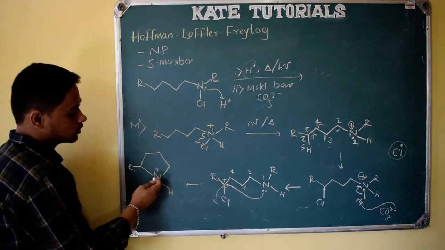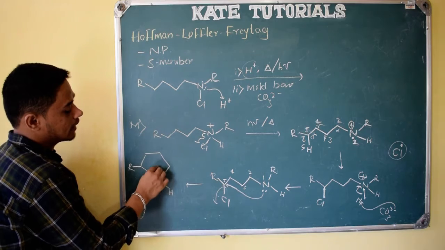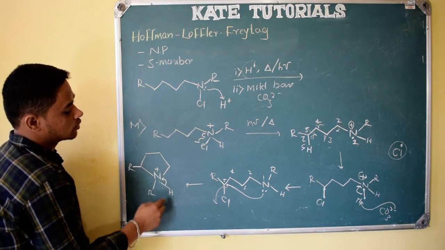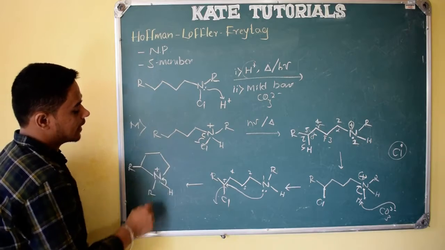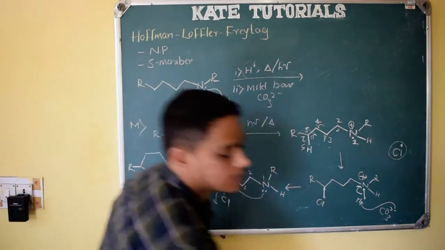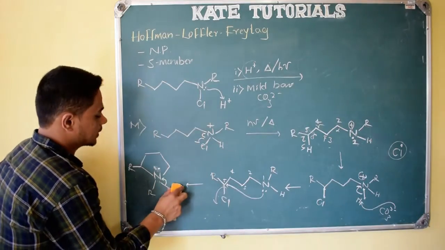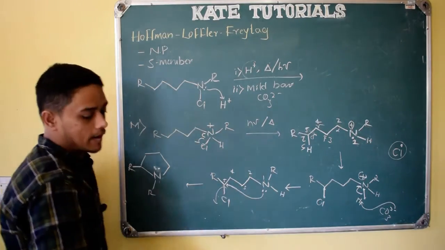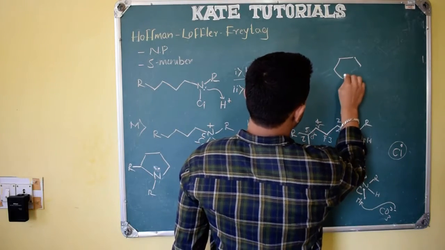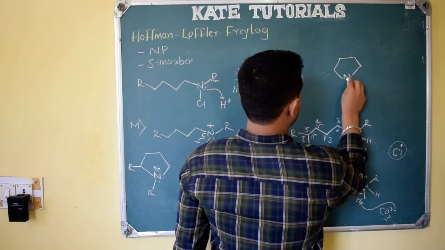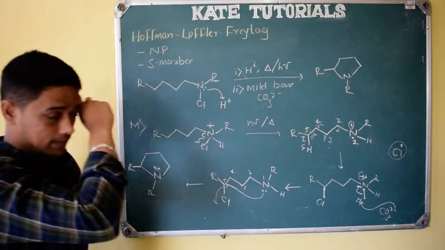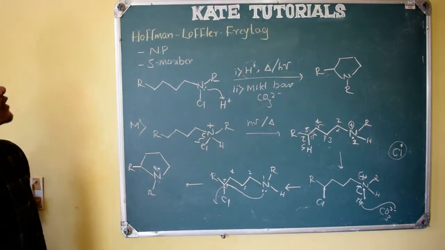Nitrogen, as an electronegative element, can't have a positive charge, so it will take the electron density back, right? As soon as it takes the electron density back, it gets its lone pair of electrons, it becomes neutral, and the H plus will go. So this is the five-membered ring we will get. So our product is this thing, right? Here R is there and here R is there. So a five-membered cyclic ring we will get.